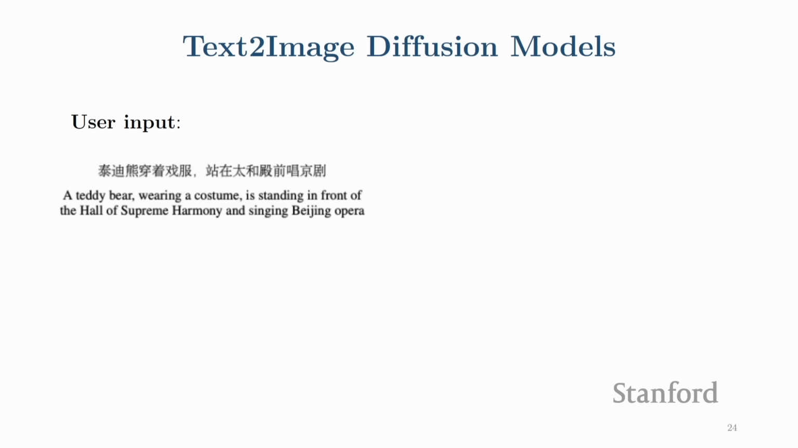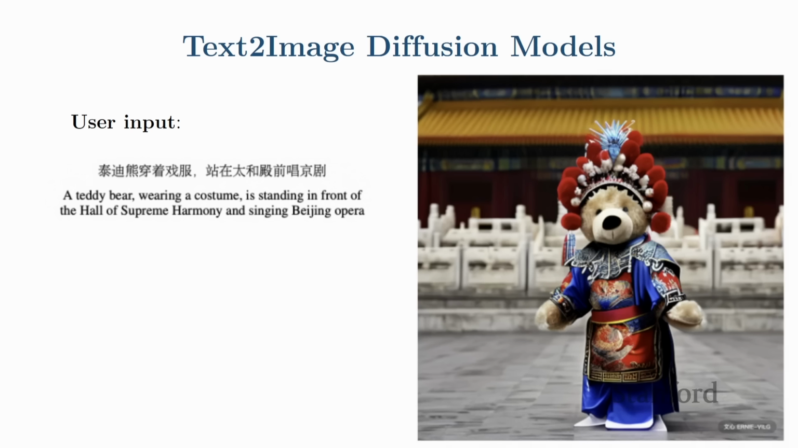Here's another example from a recent system developed in China. This is a teddy bear wearing a costume, standing in front of the Hall of Supreme Harmony and singing a Beijing opera. So again, a pretty crazy caption, and it produces things like this.